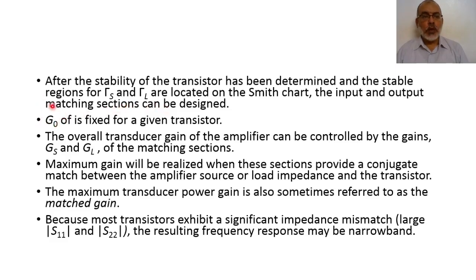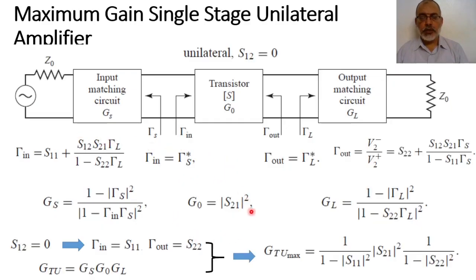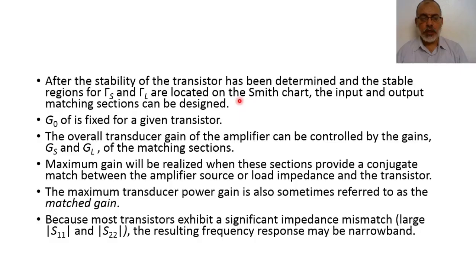The value of G naught, which is the transducer gain of the transistor itself, is fixed for a given transistor. The overall transducer gain of the amplifier can be controlled by the gains of the source and the load matching networks of the matching section, GS and GL.